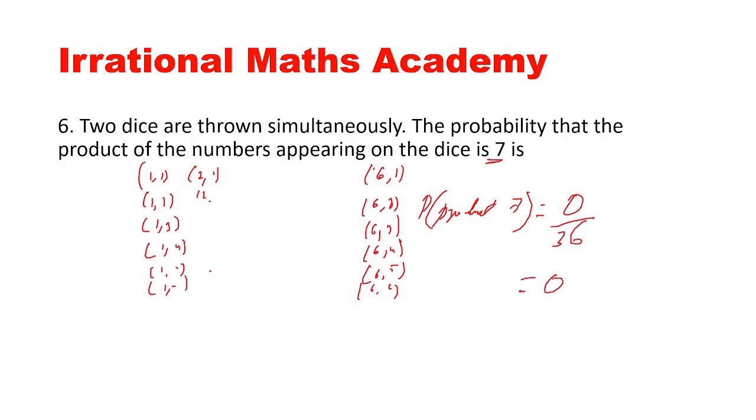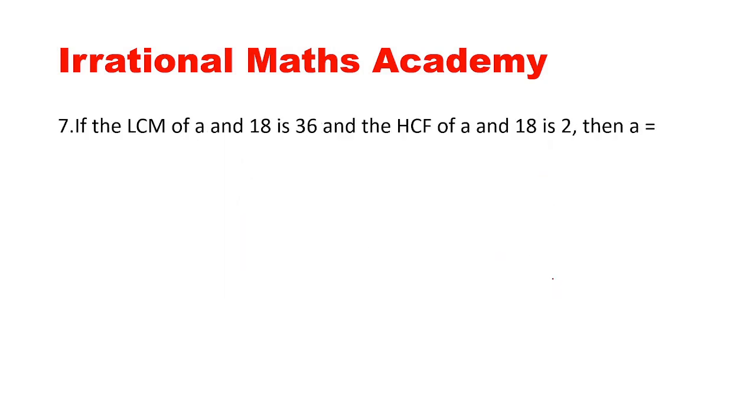Next, if the LCM of A and 18 is 36 and the HCF of A and 18 is 2, then A.